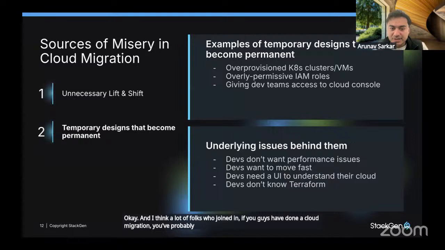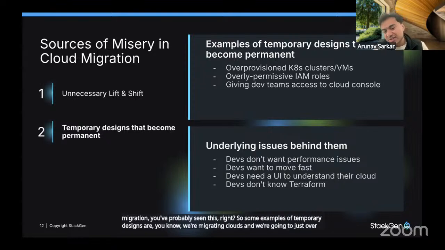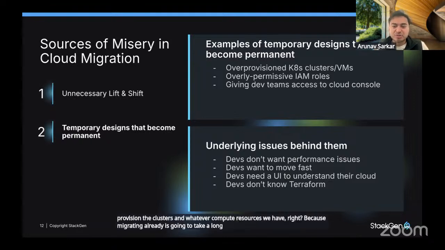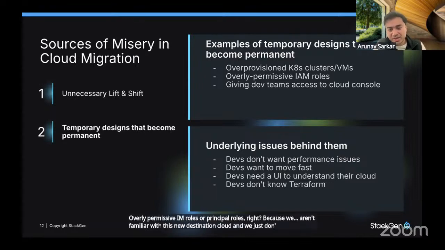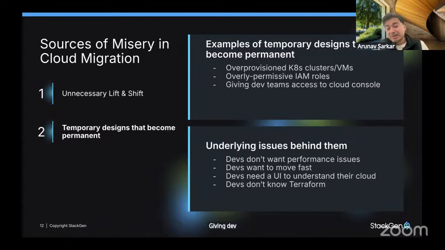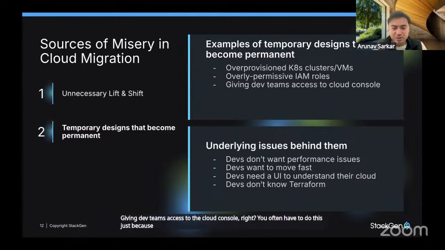probably seen this, right? So some examples of temporary designs are, we're migrating clouds, and we're going to just over provision the clusters and whatever compute resources we have, right? Because migrating already is going to take a long time. We don't want to deal with performance issues, right? We're going to give overly permissive IAM roles or principal roles, right? Because we aren't familiar with this new destination cloud, and we just don't want to be troubleshooting IAM. We'd rather just get the application working, right? Giving dev teams access to the cloud console, right? You often have to do this just because dev teams don't really know what's going on, right?